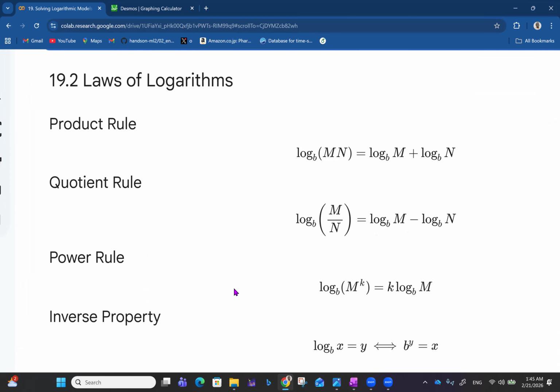Then we have the power rule, which says that log of m raised to k to base b is the same thing as k log m to base b. And then we also have the inverse property, knowing that exponents are inverses of logarithms. So log x to base b equals y simply means that b raised to the power y is equal to x. So these are some very important laws of logarithm we need to pay attention to. Of course, there are some other laws: log b to base b is equal to 1. Log 1 to any base is equal to 0, because anything raised to the power 0 is 1. And we also have fractional bases and power bases like that.